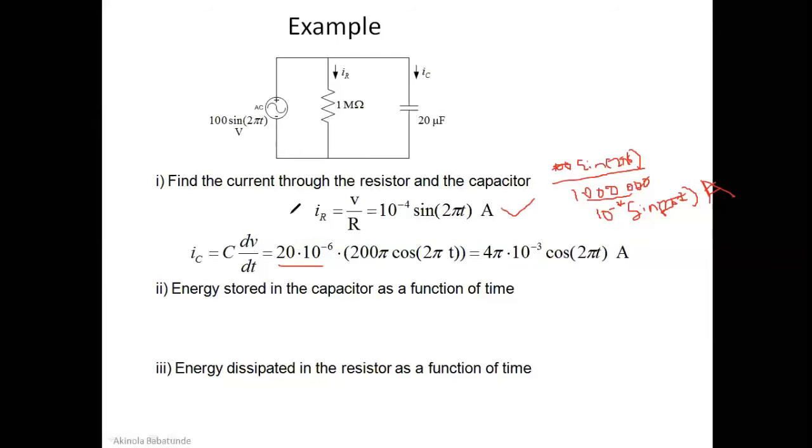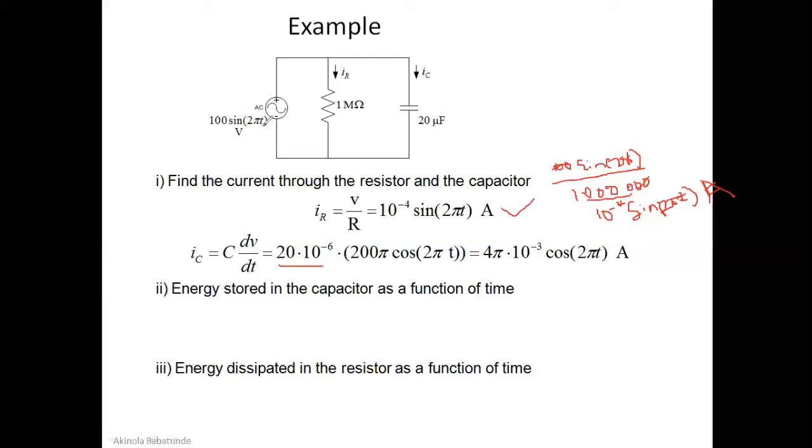100 sine 2 pi t. The derivative of 100 sine 2 pi t will give us, first of all, if you differentiate 2 pi t, it gives you 2 pi. 2 pi multiplied by this 100 will give you 200 pi. And then if you differentiate sine, you have cos. So you have 200 pi cos 2 pi t. That is the derivative of 100 sine 2 pi t.